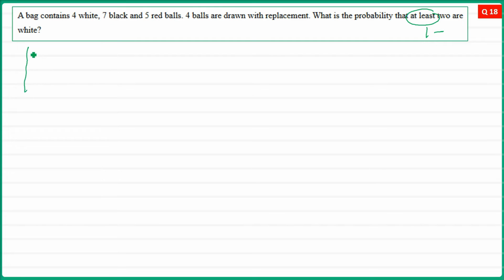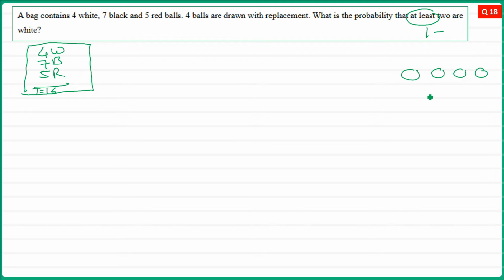So you have a bag here. In this bag there are 3 types of balls: 4 white balls, 7 black balls and 5 red balls. So in all, how many are there? These are 16 balls in all. Total are 16. 4 balls are drawn with replacement. At least 2 of them should be white. At least 2 whites, 3 whites, 4 whites.